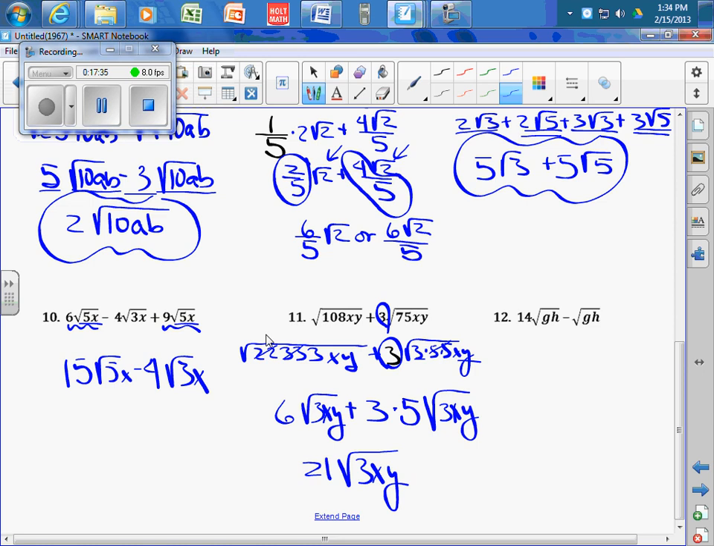In number 12, what's the answer? You should be able to come up with this one right away. It is not 14 radical GH. That is not the answer. Why? Because we have 14 radical GH's here, and I'm taking how many of them away? 1. The answer, 13 radical GH.